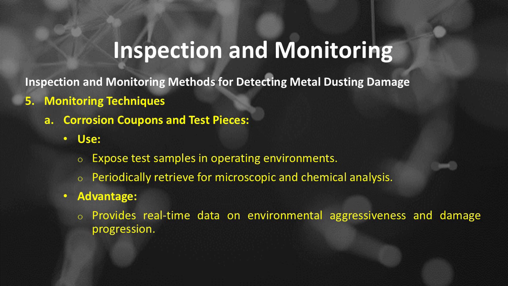Number 5 of the inspection and monitoring methods for detecting metal dusting damage is monitoring techniques. Number A, corrosion coupons and test pieces. It is used to expose test samples in operating environments and periodically retrieve them for microscopic and chemical analysis. The advantage is that it provides real-time data on environmental aggressiveness and damage progression.